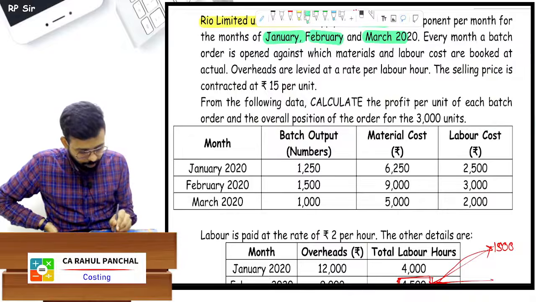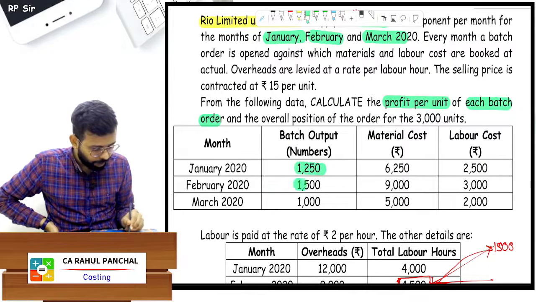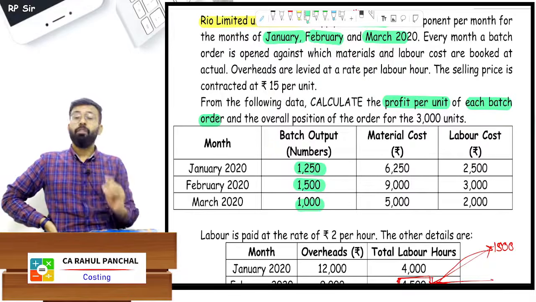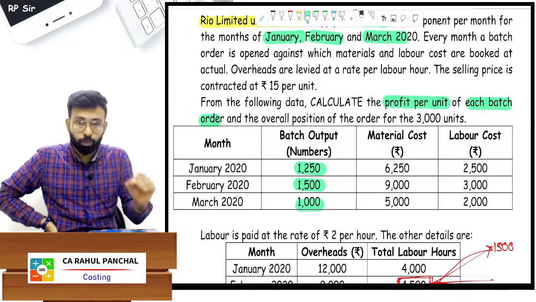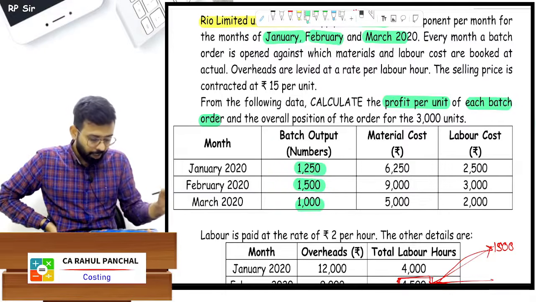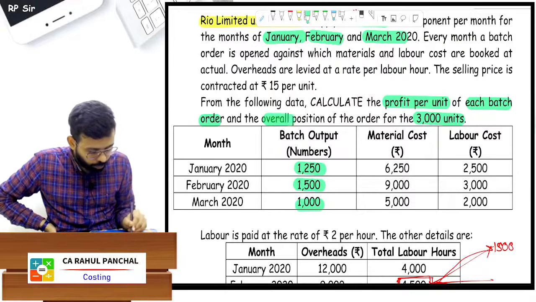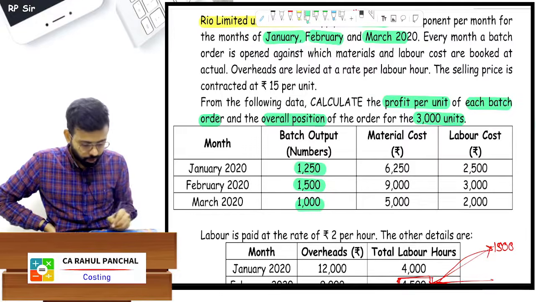See, the first requirement is profit per unit of each batch order. So we have calculated profit in the month of Jan when the batch was of 1250, when the batch was of 1500, and the batch was of 1000 units. Now specifically for 3000, what is my overall, meaning total position for this order.